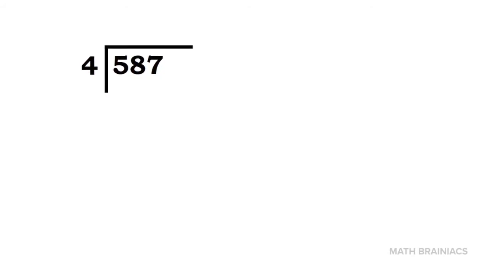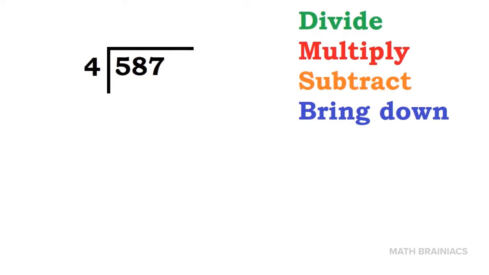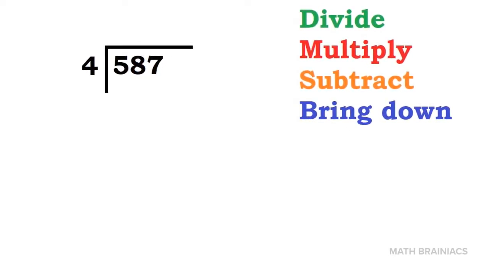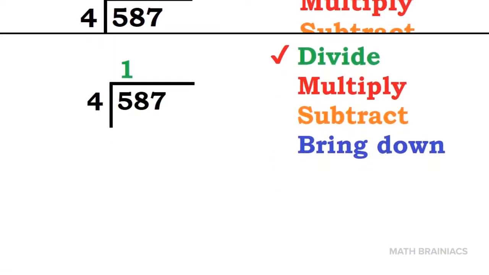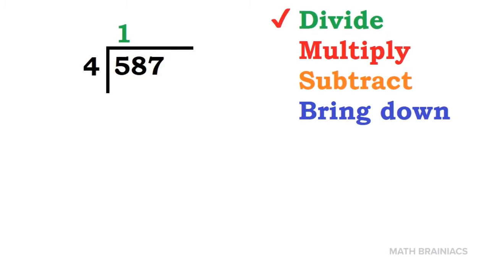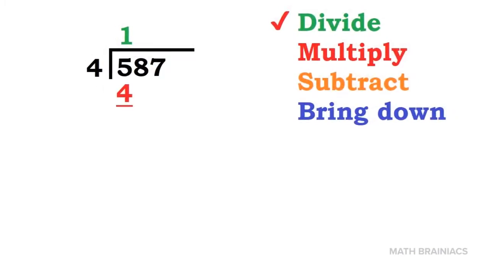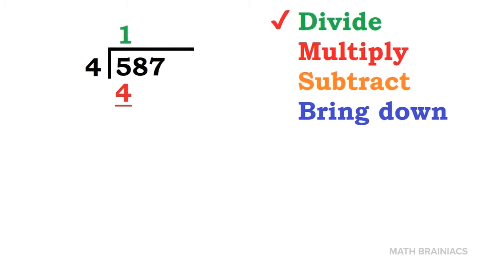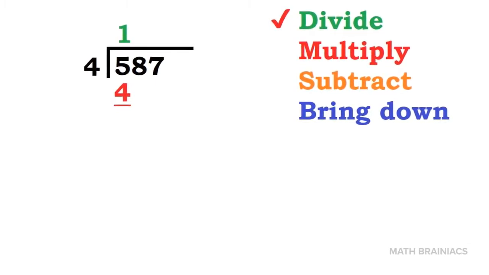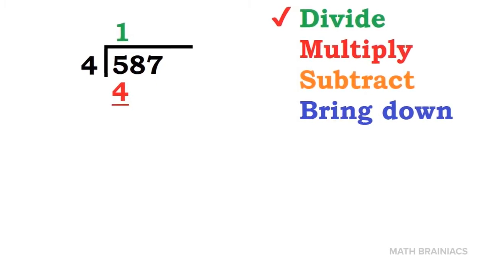587 divided by 4. I want you to recall our key in division before. Divide, then multiply, subtract, and finally bring down. Okay, let us practice. First, we are going to divide. How many 4 are there in 5? There's 1 4 in 5. So, we finish the divide. Let us multiply. We're going to multiply the quotient with the divisor. 1 times 4 is 4.